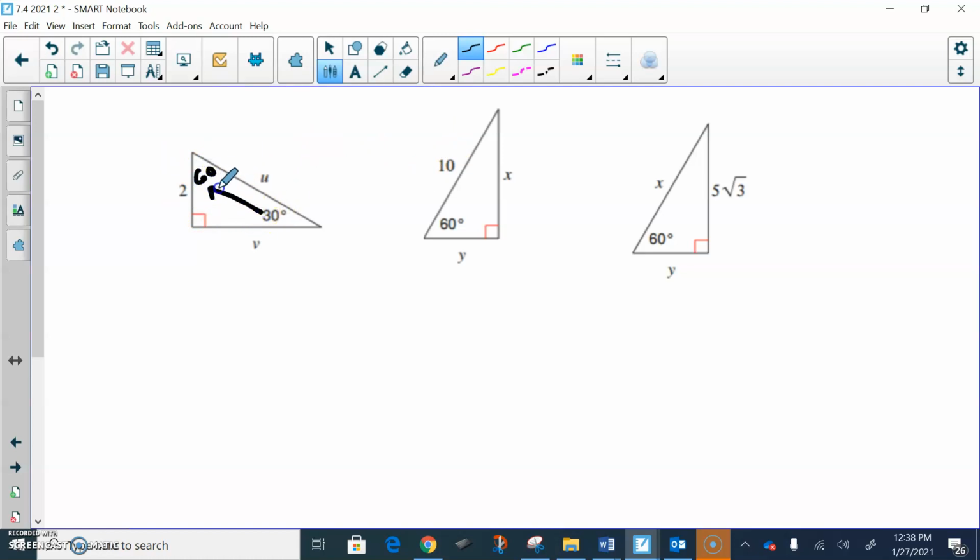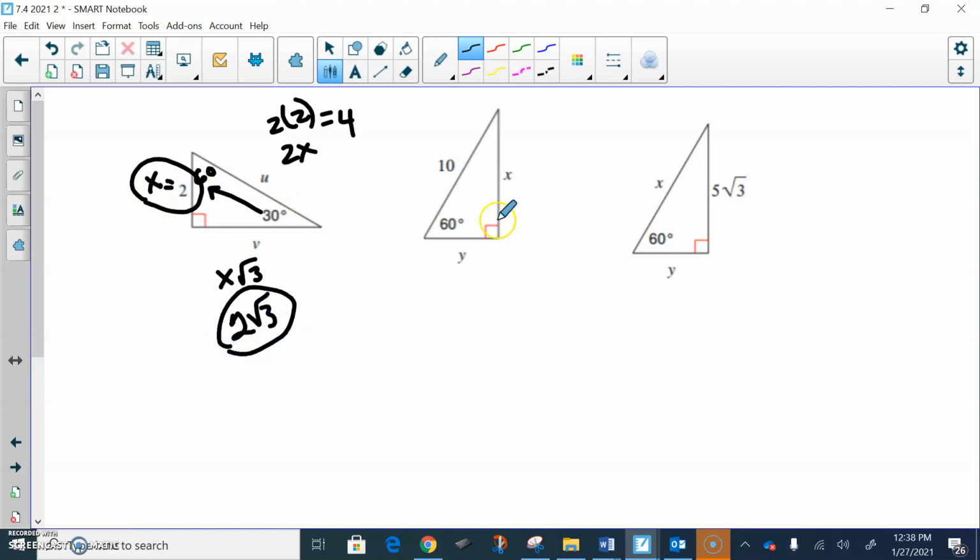They chose to give us the short leg, and to remind you of the shortcuts, the short leg is x, the hypotenuse is twice that big, or 2x, and the long leg across from the 60 is x root 3. This time they're telling us x equals 2. Nice. So we know that 2 times 2, that means our hypotenuse is going to be 4. And we're going to put a 2 in here for the x, so we know our long leg is 2 root 3, easy peasy, that easy.